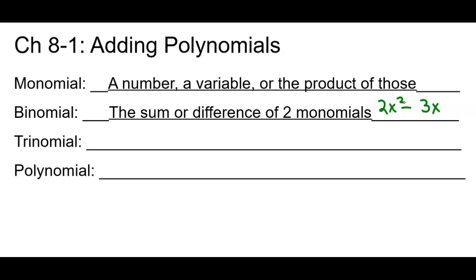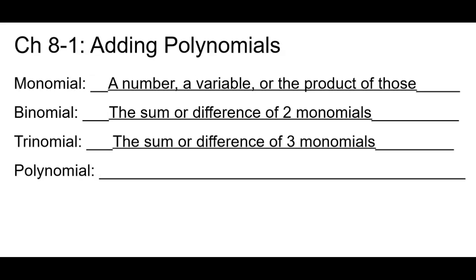A trinomial, what do you think a trinomial is? I'm hoping you said the sum or difference of 3 monomials. So what would that look like? Let's see. So 2x squared minus 3x plus 4. That would be a trinomial. And most of the things that we're going to be doing are going to have to do with trinomials. That's a specific trinomial. What did we call that in the last chapter when we were graphing? We called that a quadratic, okay?